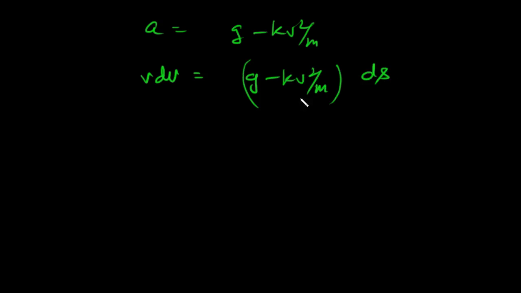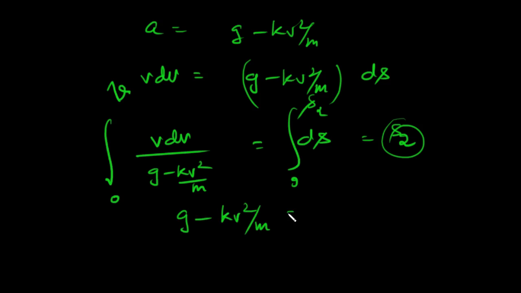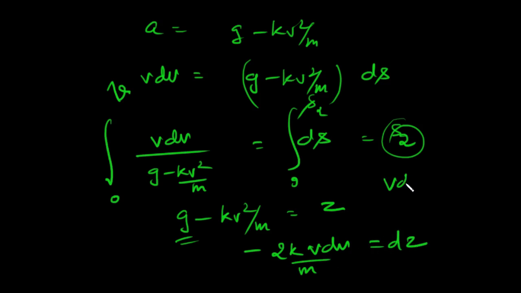Now since a is g minus kv square by m, we have v dv equal to g minus kv square by m into ds. This expression can come down: v dv by g minus kv square by m equals ds, and we integrate this from 0 to v, since we don't know the final velocity, and from 0 to s2, and this s2 is equal to s1. Remember, we assume g minus kv square by m equal to z, and now we differentiate this. G is constant, it goes out, we get 2kv dv by m equal to dz, so v dv would be equal to m by 2k into dz.